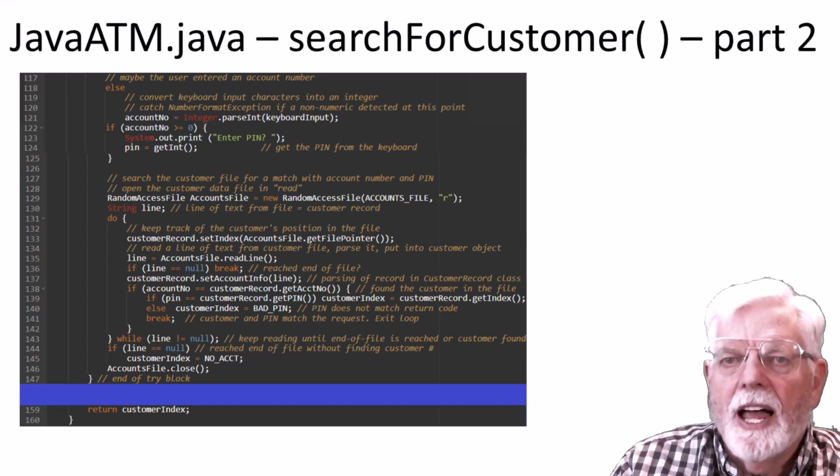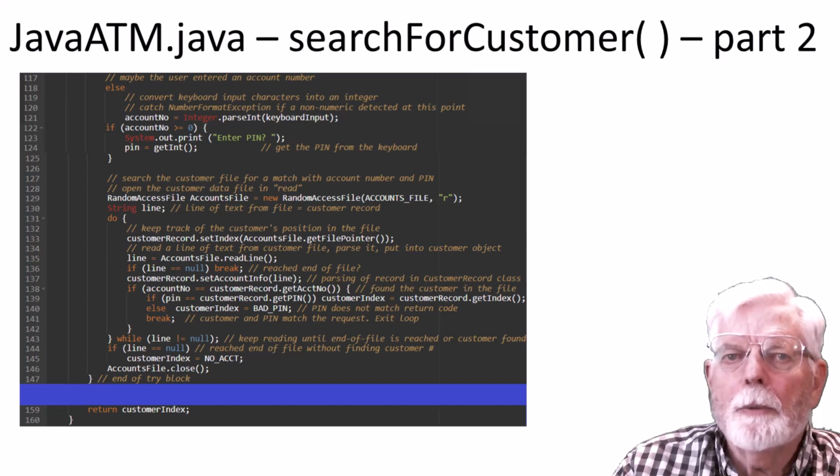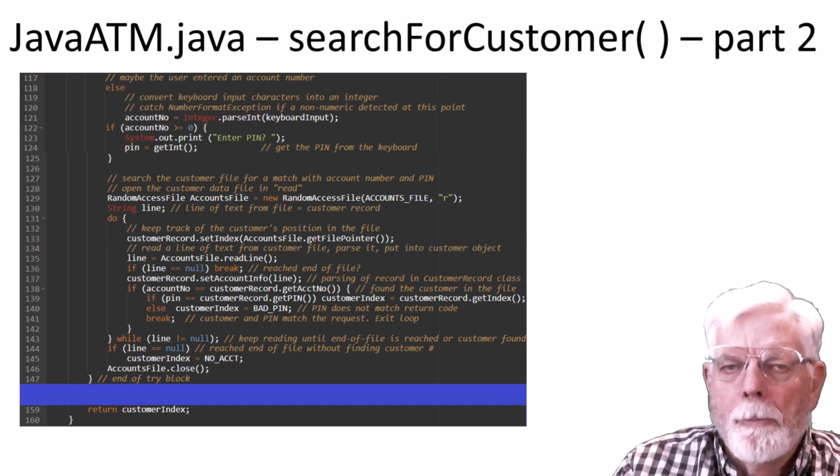If (accountNumber == customerRecord.getAccount()) is using the double equal to compare the account number from the keyboard to the get account number that was read from the disk. If they match, then we do the same thing for the PIN. If (PIN == customerRecord.getPIN()) is using double equal to compare the PIN from the keyboard to the get PIN that was read from the disk.